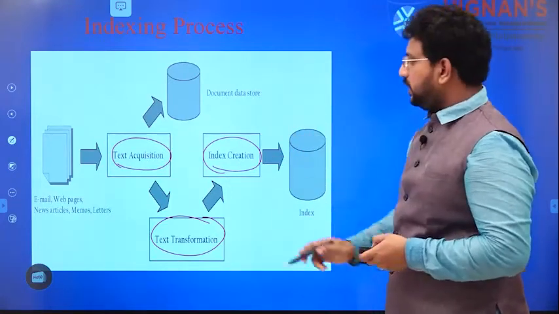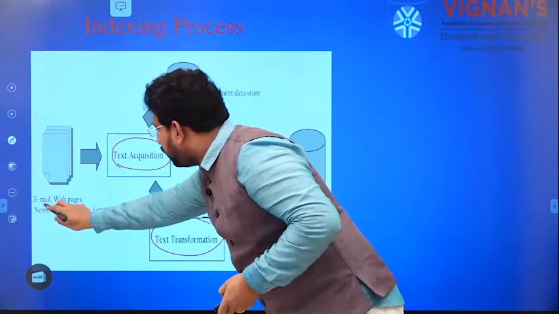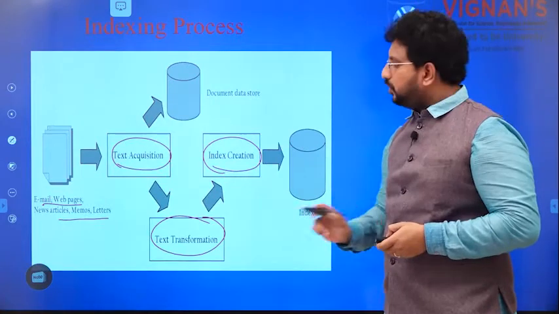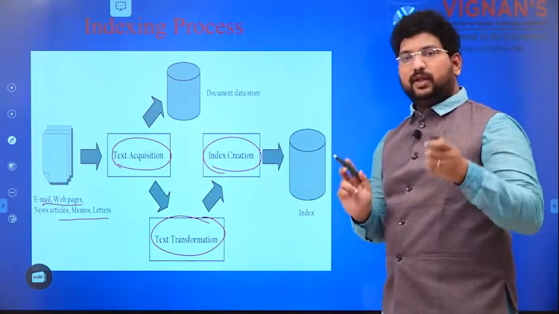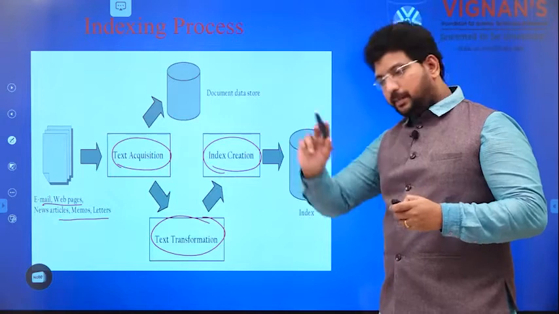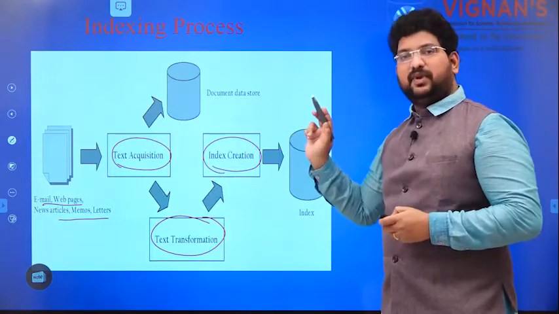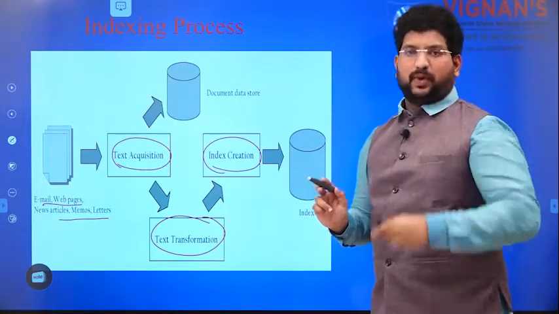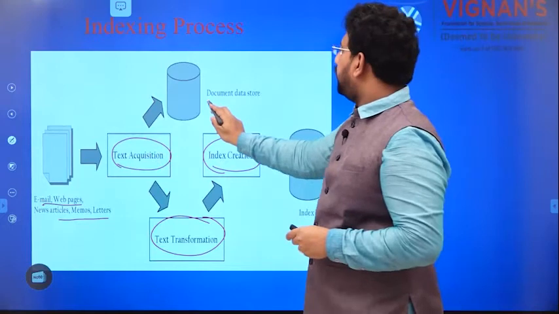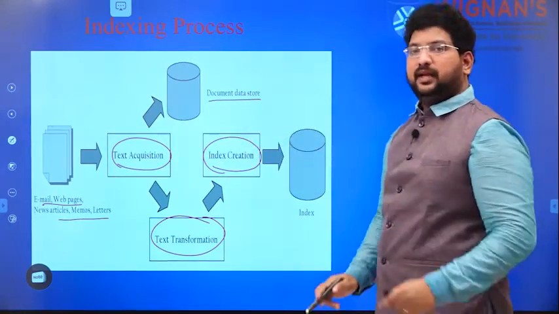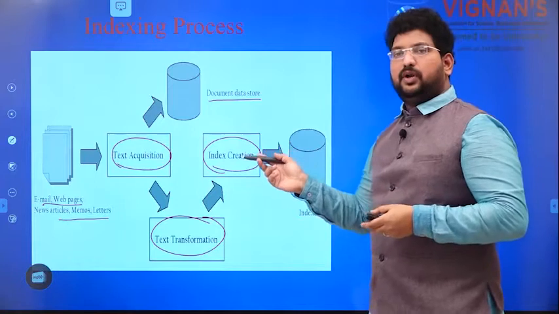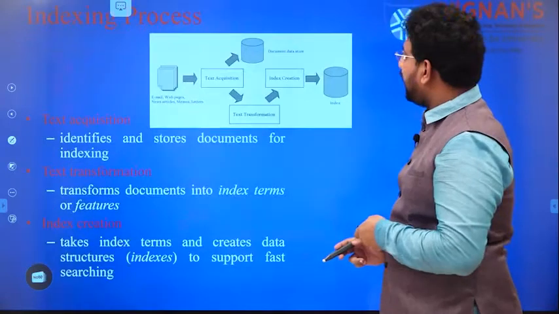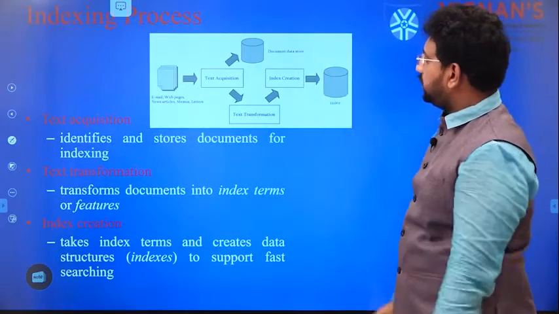When you observe this diagram, you will have email, web pages, news articles, memos and letters. So the World Wide Web consists of all those documents. Whenever all the documents are gathered, the text acquisition phase identifies the documents required for the web search query. You already know that the document data store is the database consisting of a lot of text documents and the metadata.